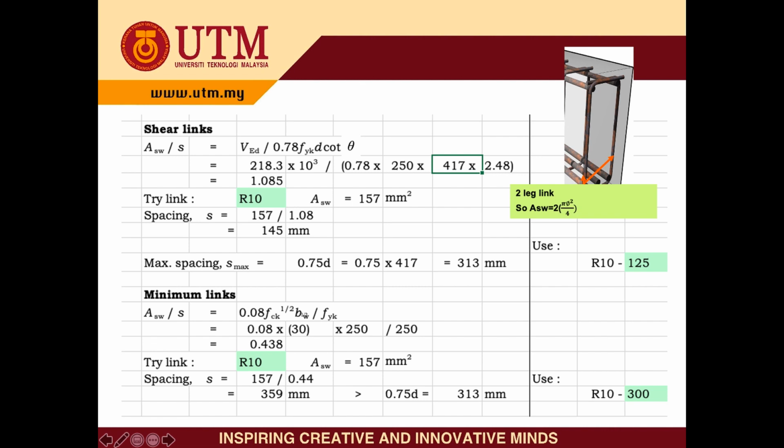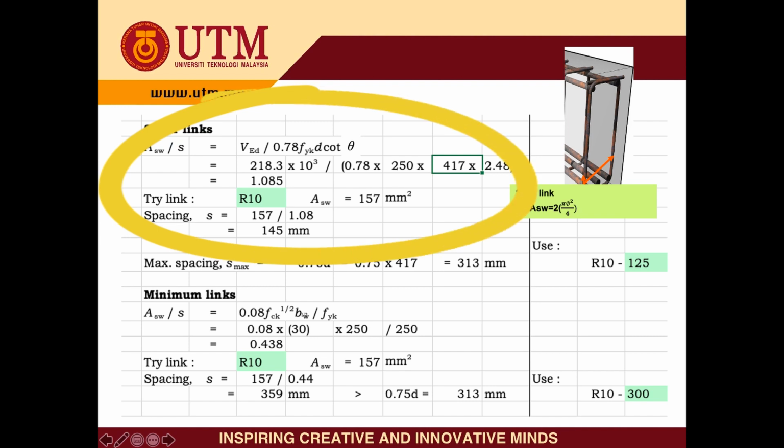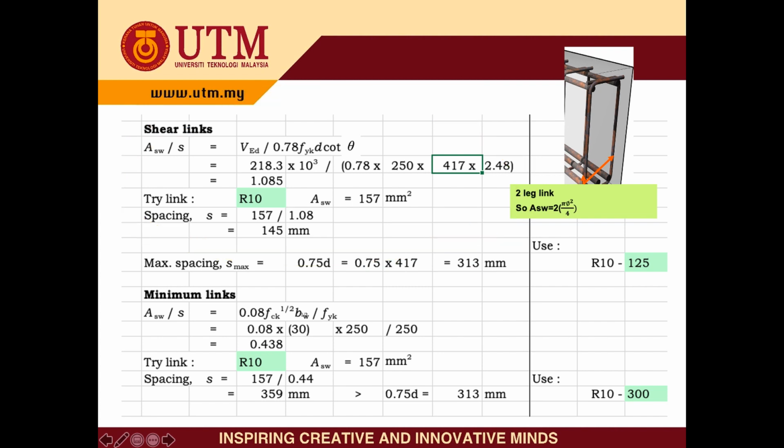After we obtain the VED and compare with the VRD, now we know that we need only the shear link with this equation: ASV divided by S equals VED divided by 0.78 FYW D cot theta. And by using this equation and replacing cot theta as 2.5, or 2.48 here, rounded up to 2.5, meaning that theta is 22 degrees. So we have ASW over S of 1.085. Remember that we only need to calculate ASW over S.